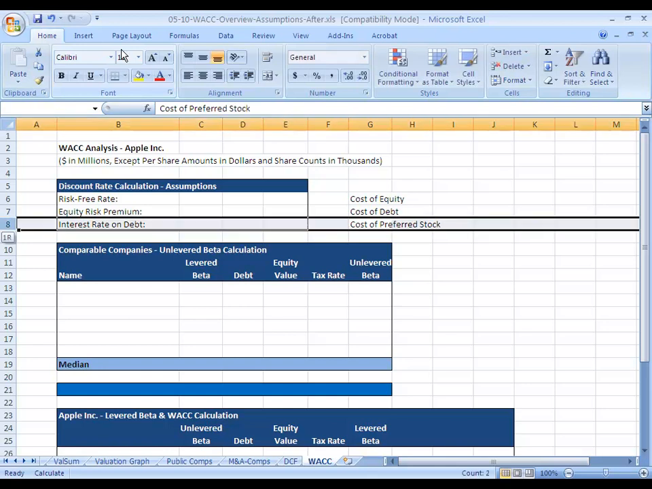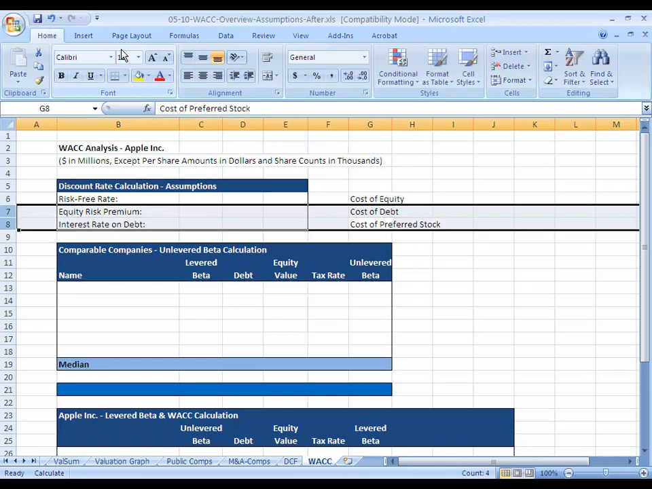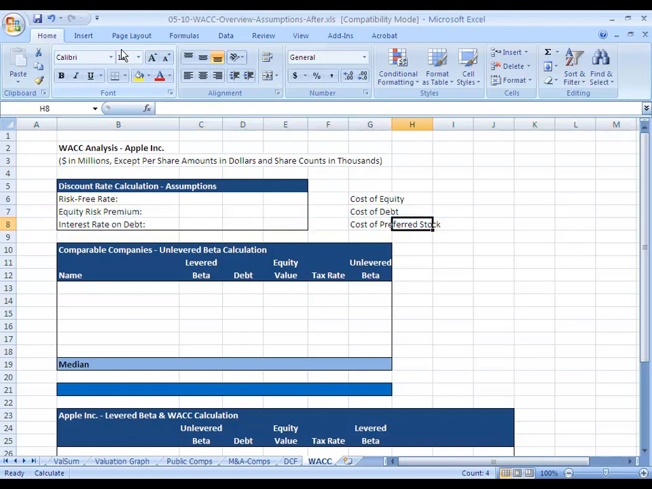Now for these last two items, debt and preferred stock, figuring out the cost is very easy. It's just the interest rate, or for preferred stock, the dividend percentage rate, how much they're actually paying out in dividends to preferred stockholders. You can find this information in the filings, and it's very straightforward.